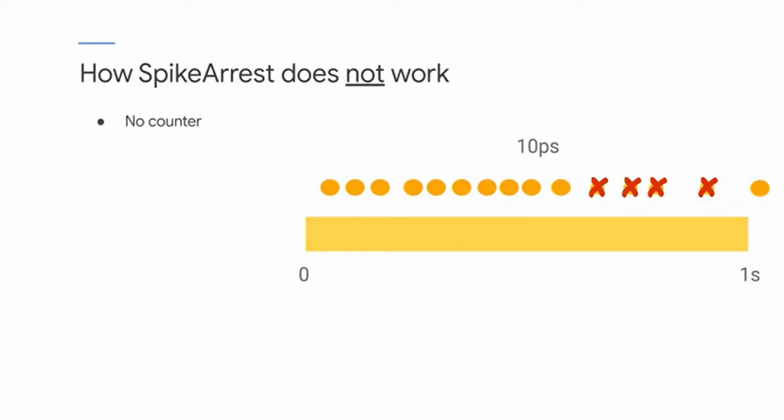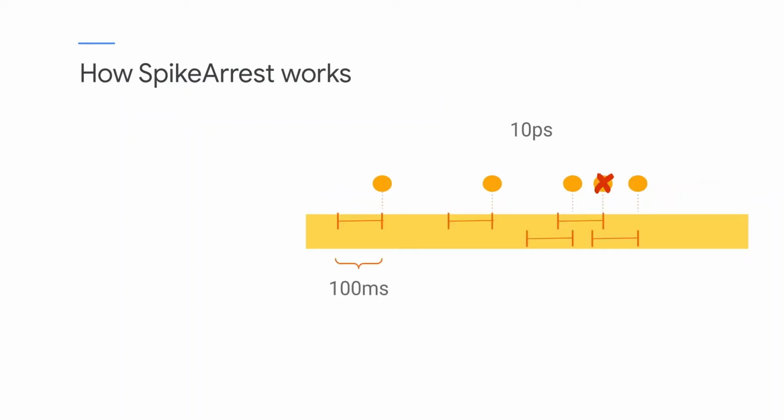Again, I'm going to be talking about spike arrest, and let's go deep into understanding how a spike arrest works. Spike arrest does not use a counter, okay? If the rate is 10 requests per second, the spike arrest policy does not keep track of the first 10 requests.